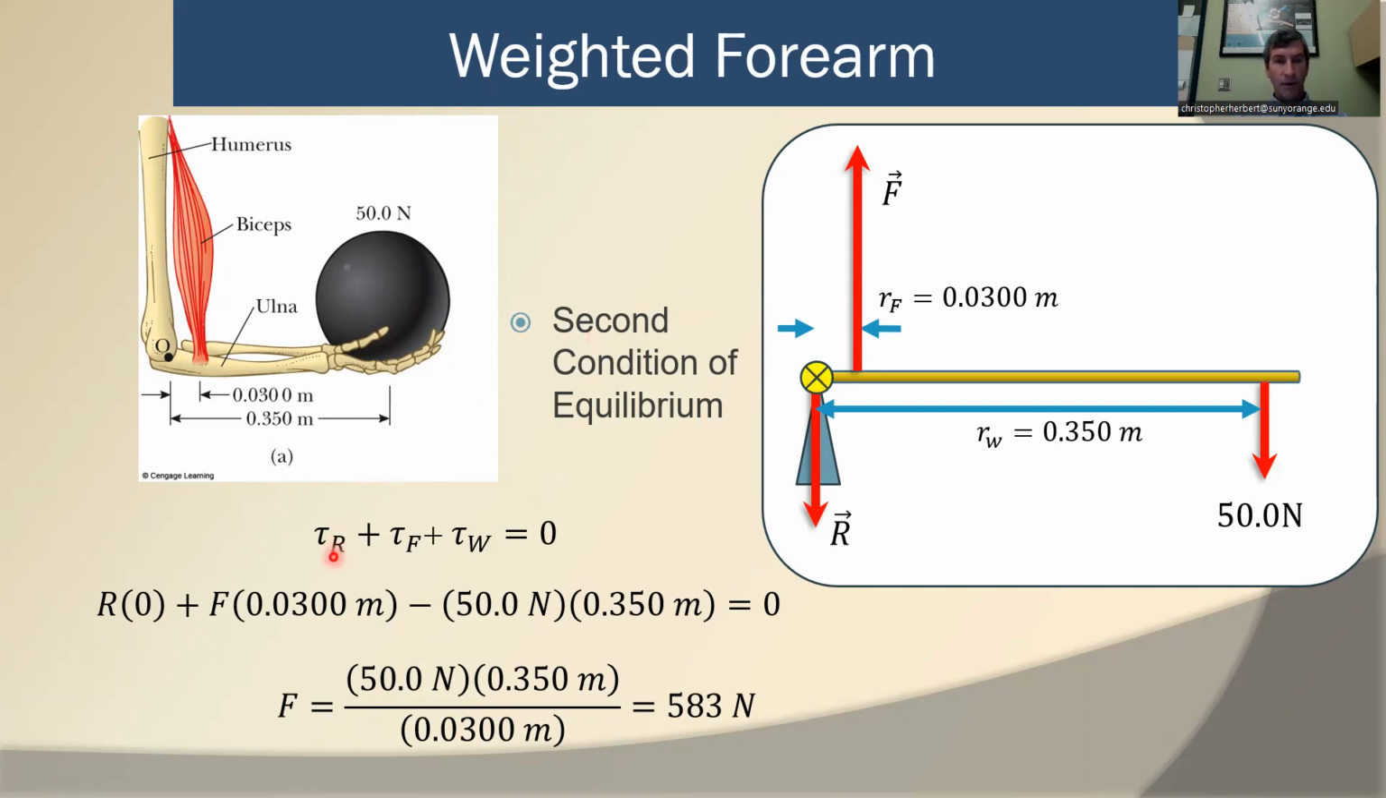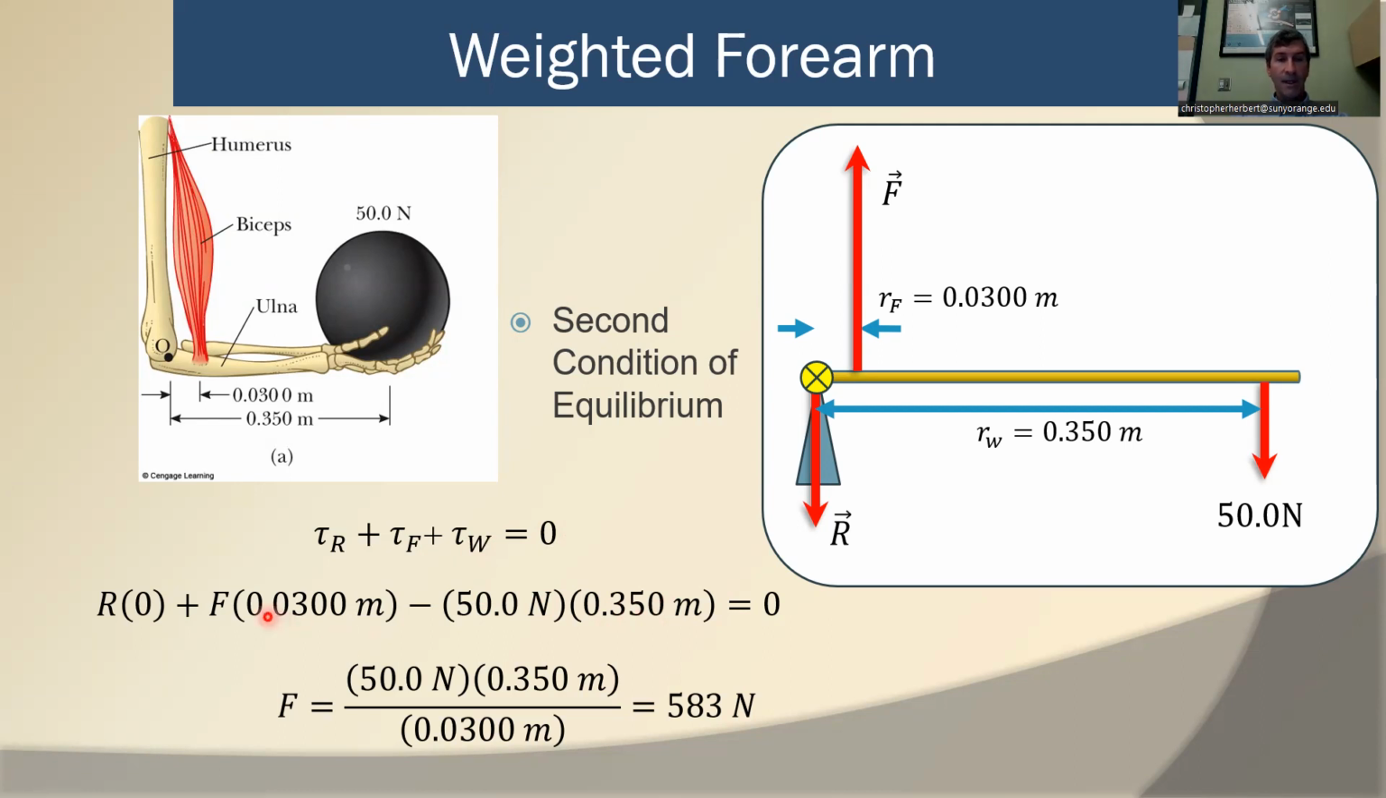The torque due to the reaction force plus the torque due to the force from the bicep plus the torque due to the 50 Newton weight, all of these are going to be equal to zero. Of course, the reaction force produces no torque because its moment arm is zero. For the bicep, its moment arm is 3 centimeters. For the weight, its moment arm is going to be 35 centimeters.